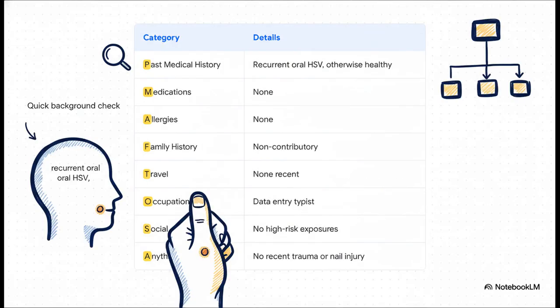After that, you'll do a quick background check. A good framework like PMA, FTOS, past medical history, meds, allergies, and so on is your best friend here. In this case, the absolute key finding is his history of recurrent oral HSV. And also, take note of his occupation. It's being directly affected. Using a structure like this, make sure you don't miss a thing.